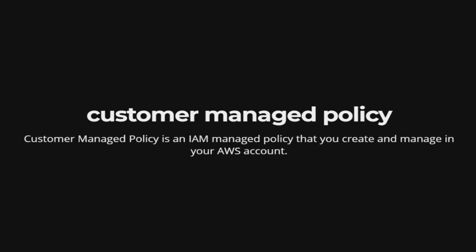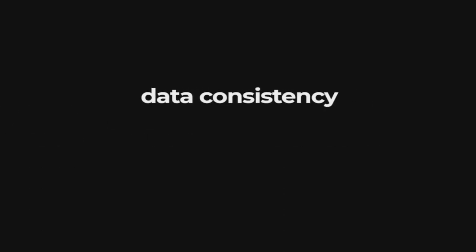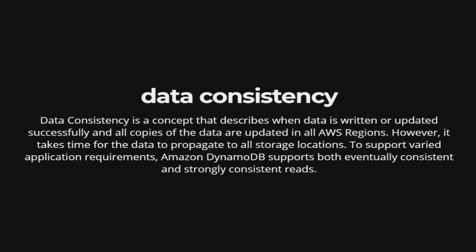Customer Managed Policy. Customer Managed Policy is an IAM managed policy that you create and manage in your AWS account. Data Consistency. Data consistency is a concept that describes when data is written or updated successfully and all copies of the data are updated in all AWS regions. However, it takes time for the data to propagate to all storage locations. To support varied application requirements, Amazon DynamoDB supports both eventually consistent and strongly consistent reads.